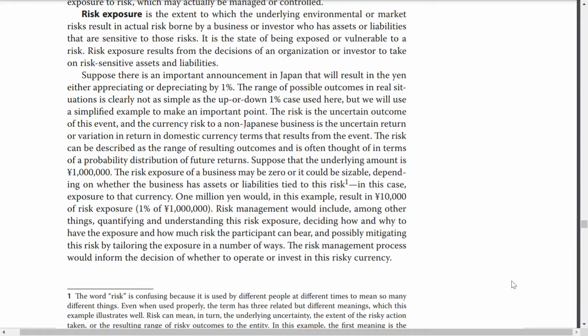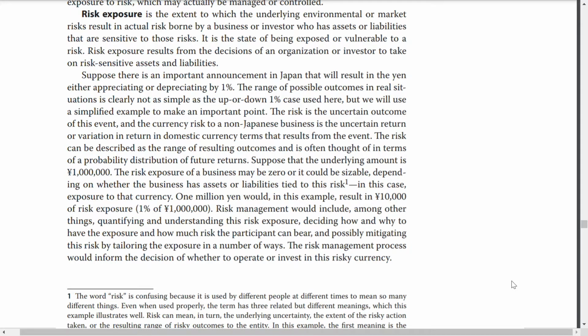The risk exposure of a business may be 0, or it can be sizable depending on whether the business has assets or liabilities tied to the risk. In this case, exposure to the currency, 1 million yen, would, in this example, result in 10,000 yen of risk exposure.